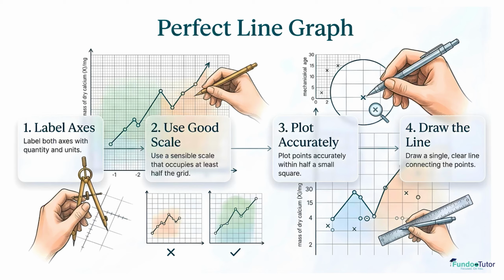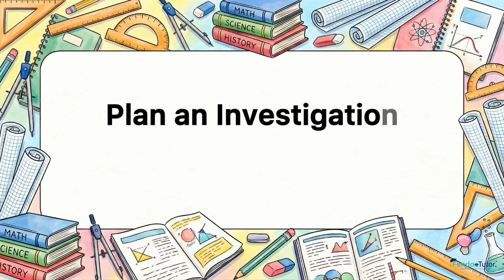Second, use a scale that fills up at least half of the grid you're given. Make it big and easy to read. Third, plot your points super accurately, maybe with a little X or a circled dot. And finally, connect them with a single, clean line using a ruler. Done.